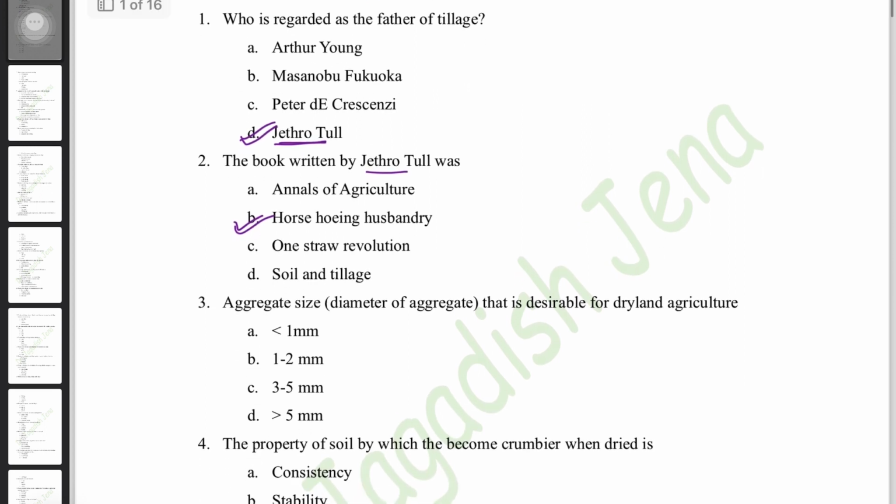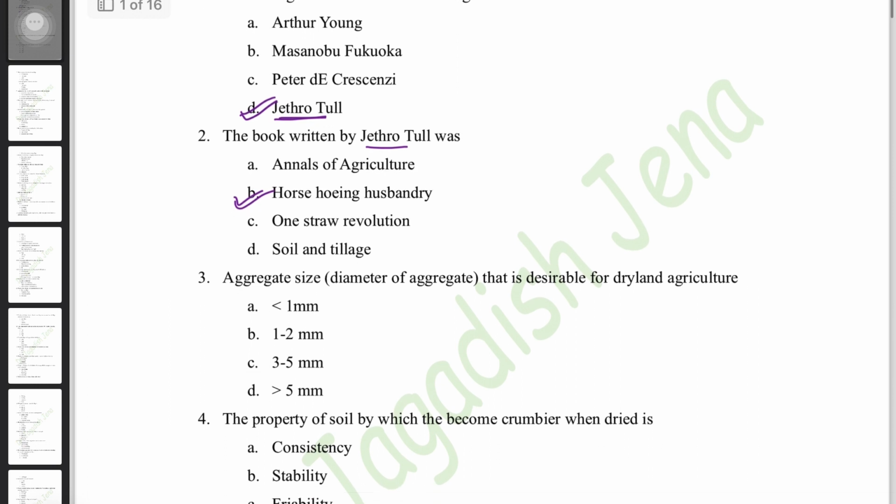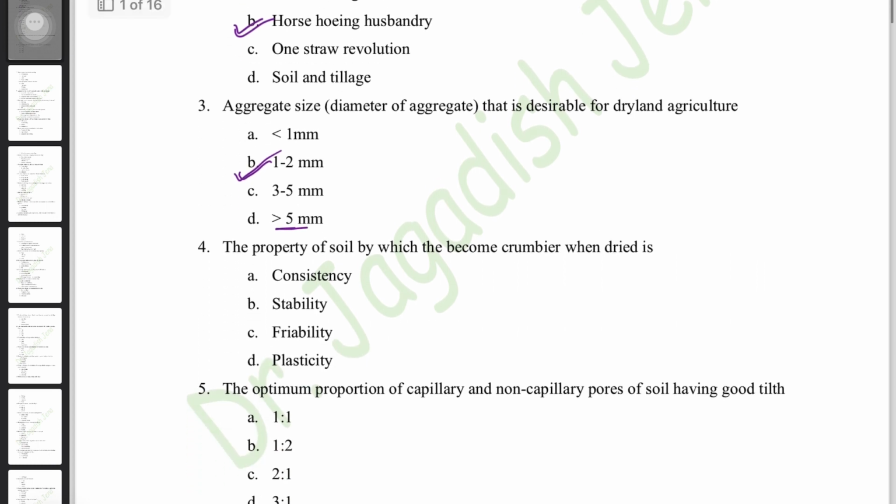Next question, aggregate size or diameter of aggregate that is desirable for dryland agriculture. That is 1 to 2 millimeter. So smaller aggregates are suitable for dryland agriculture, and larger aggregates, like more than 5 mm, are suitable for irrigated agriculture.